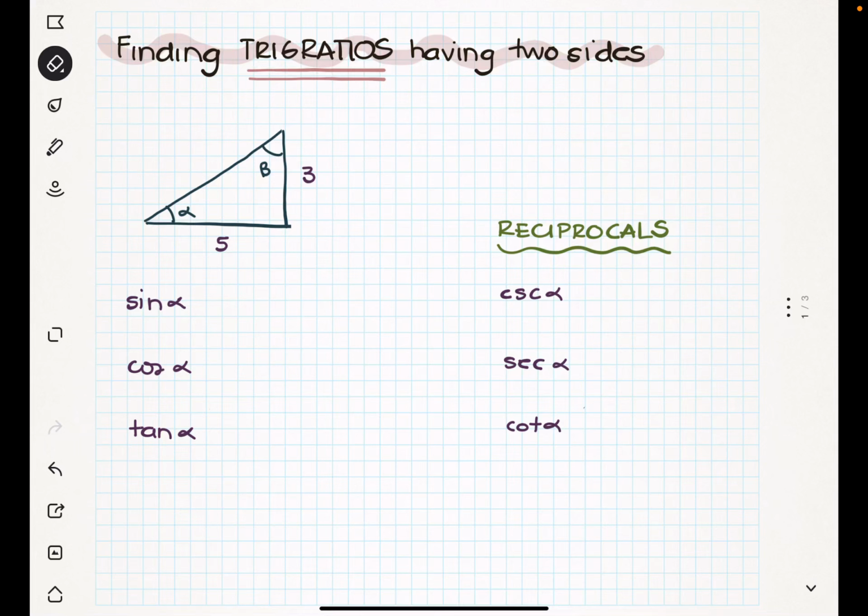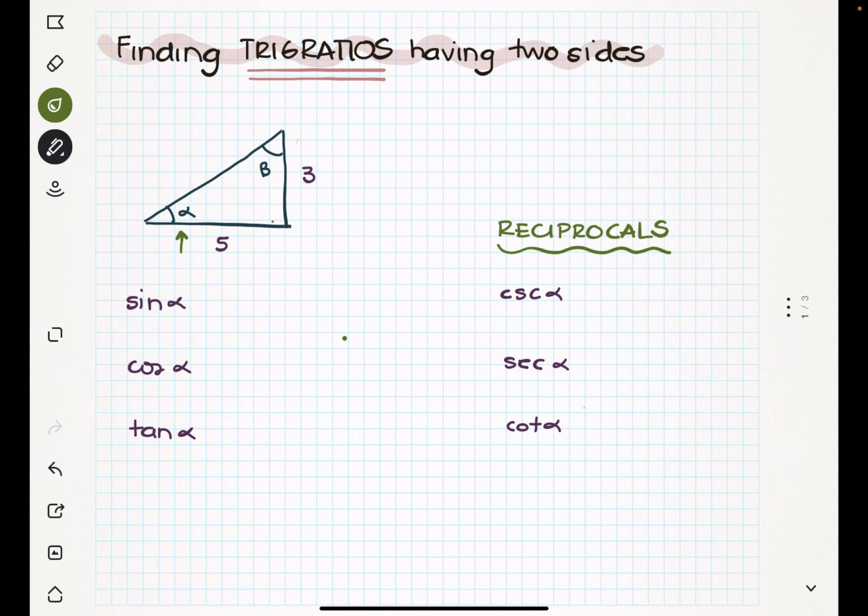Hey everybody, in this video we're going to talk about how to find trig ratios having two sides. If you can see the triangle, you can see that we have this angle alpha that is right here and this angle beta. In this video we're going to analyze what happens with the trig ratios whenever we have those two angles. Let's start with angle alpha, which is this bottom one. To start with, before we even analyze anything, we're going to complete the sides of the triangle.